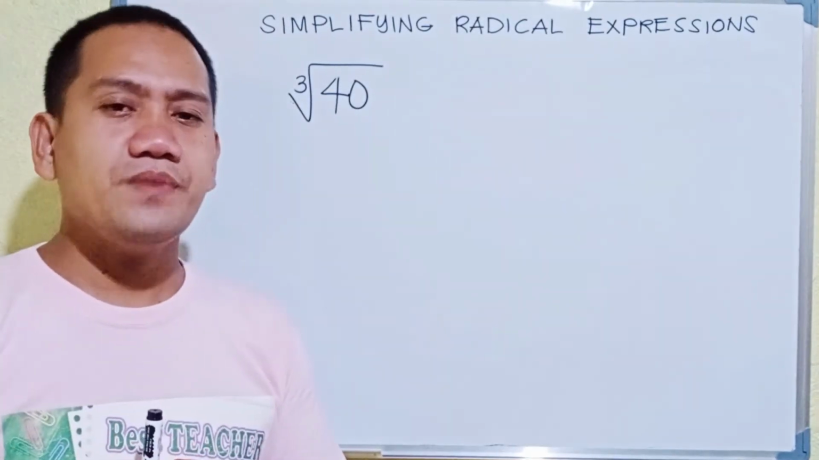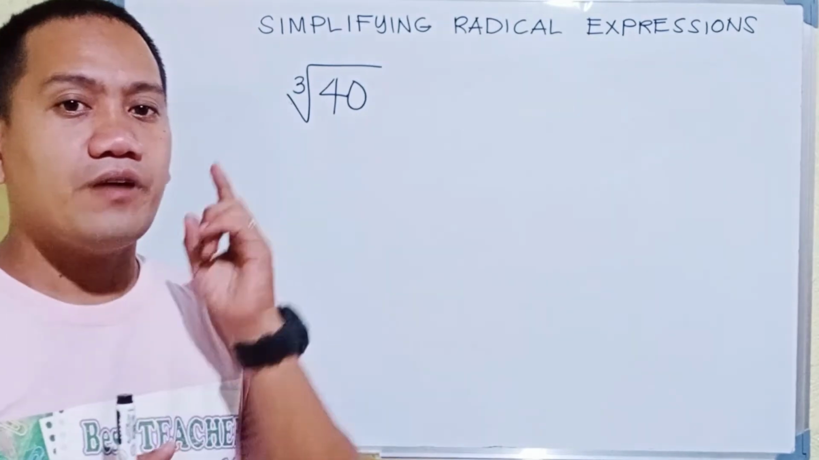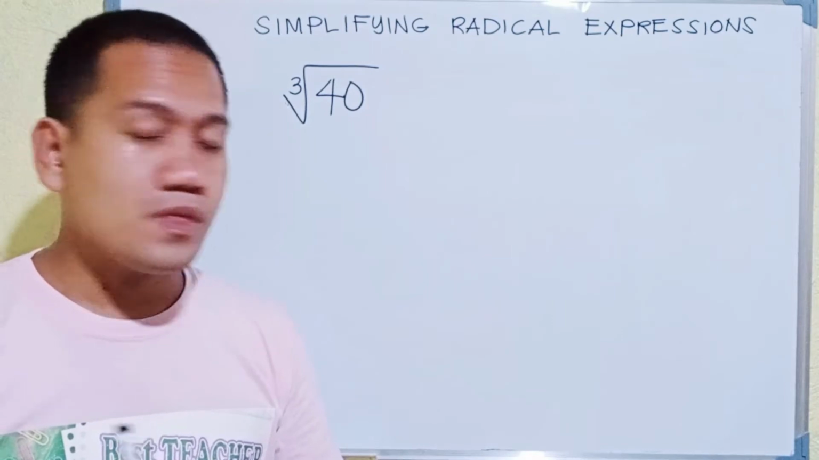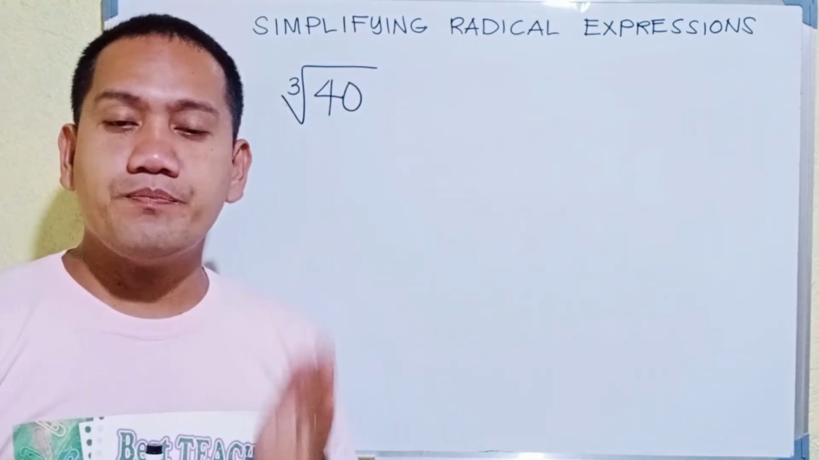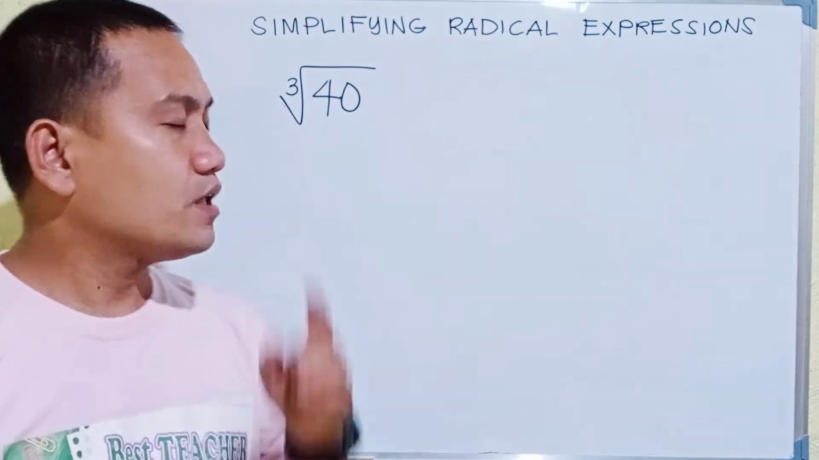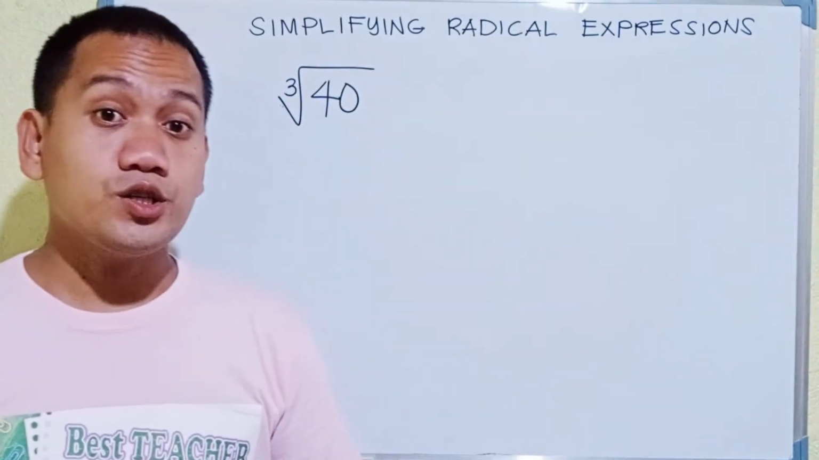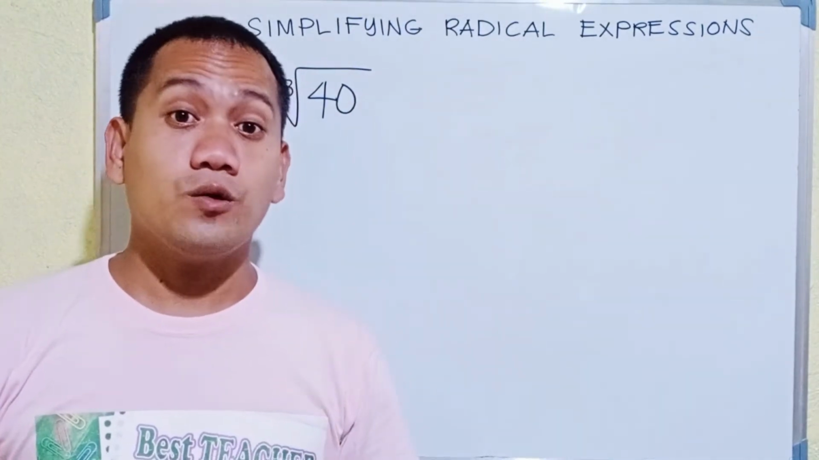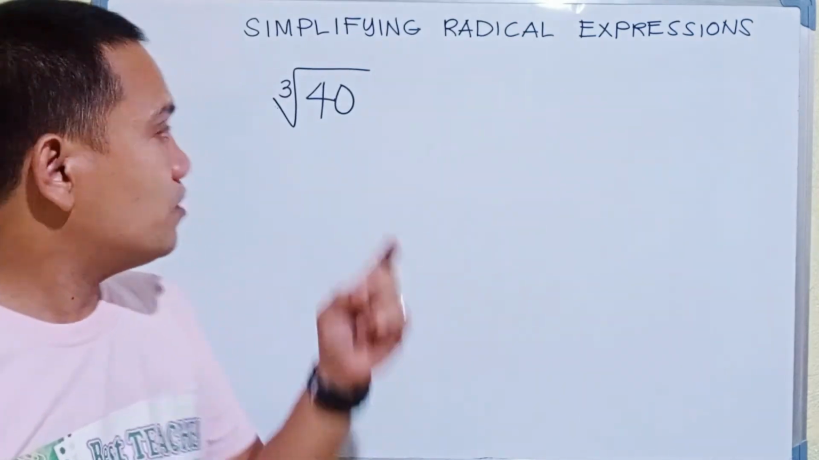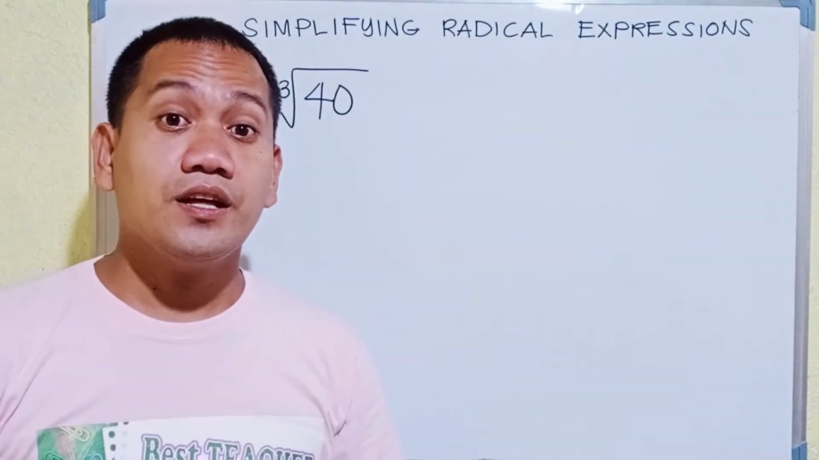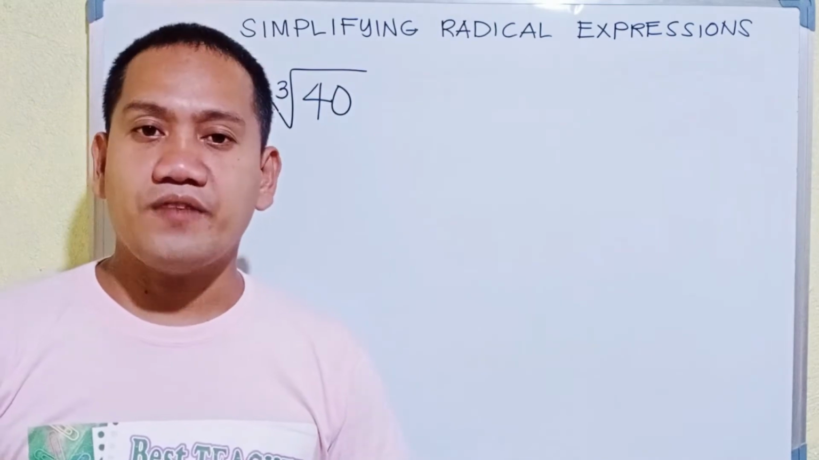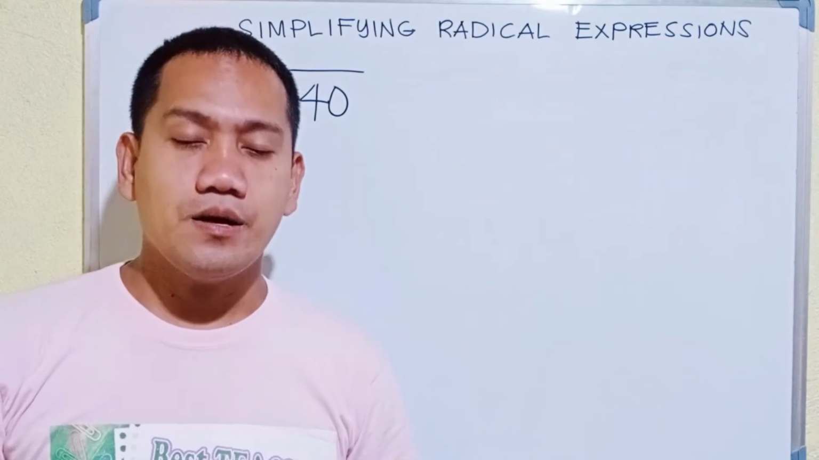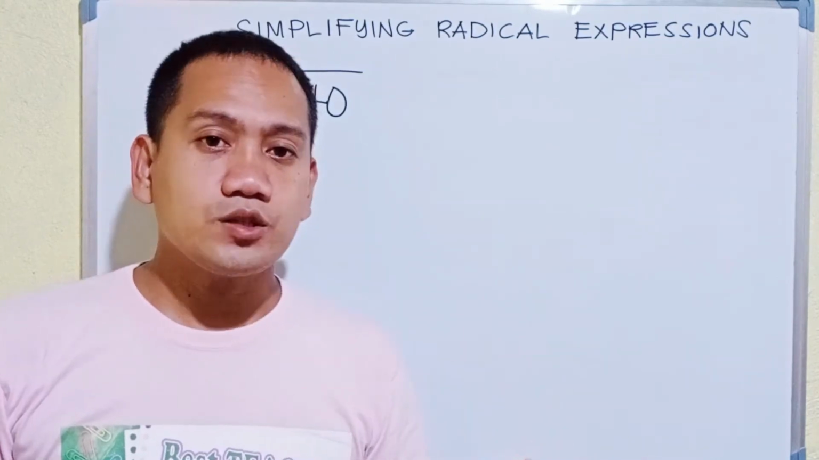This time, let's try to simplify cube root of 40. From this expression, our index is 3 and our radicand is 40. Applying the product rule, we will think of the possible factors of 40. Take note, in identifying factors of 40 to simplify this expression, we will think of a possible factor where one is a perfect cube for the reason that our index here is 3. So again, we will think of possible factors of 40 where one is a perfect cube and the other is a non-perfect cube.